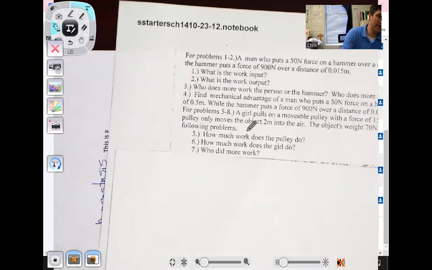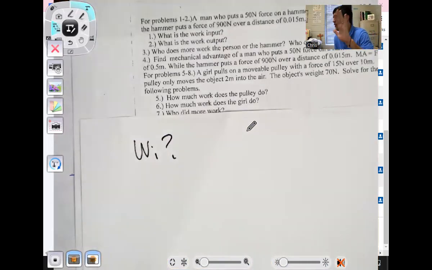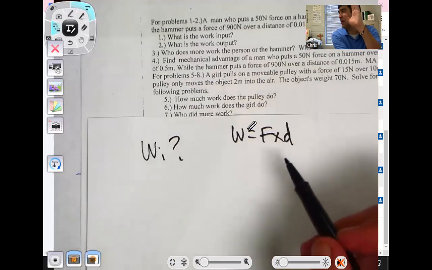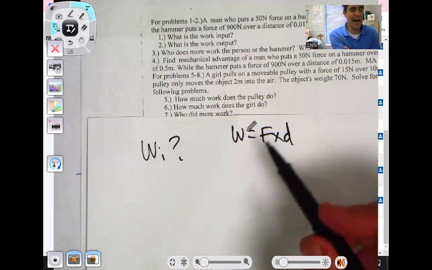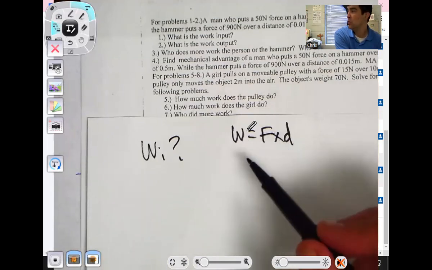All right, so we're trying to find what in number one? Work input. That's what we're looking for. What is the formula for work? We talked about it recently. The formula for work is right here: force times distance. So work equals force times distance. Anywhere there's a force over a certain distance, I have work done.